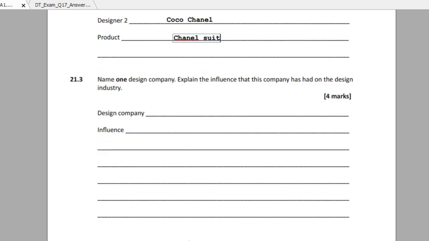Now it says name one design company. Explain the influence that this company has had on the design industry. So I'll give a list in this case, and then I think you should research. For example, Apple, and there's a guy called Jonathan Ive who designed all the Apple products. Alessi, so look this up. Look up Braun, which has influenced modern product design massively. Gap, the Gap clothes company. Primark, for example, you could put down Primark. Under Armour.